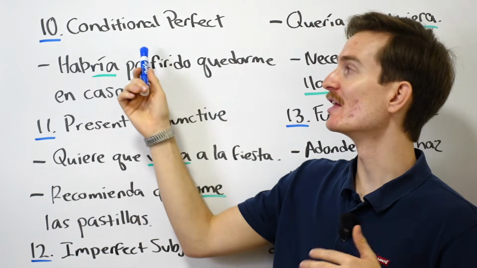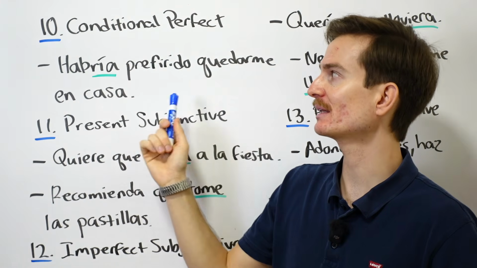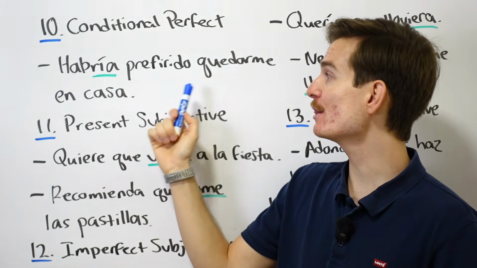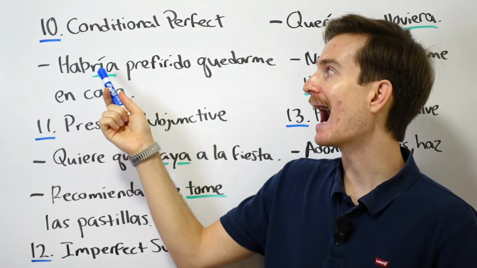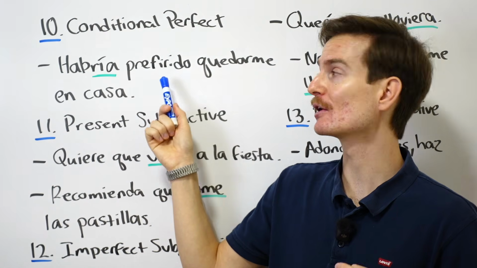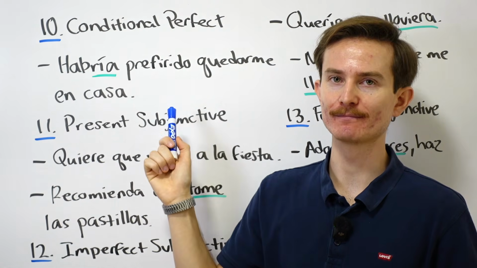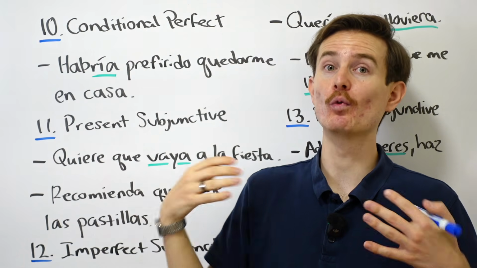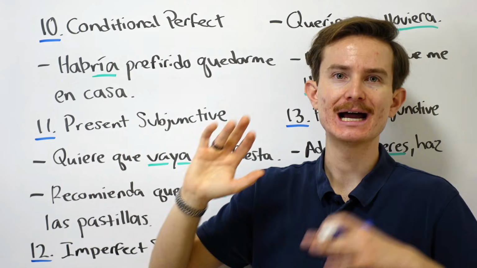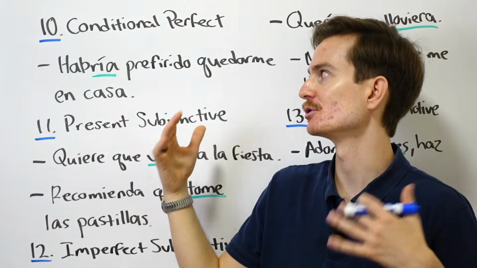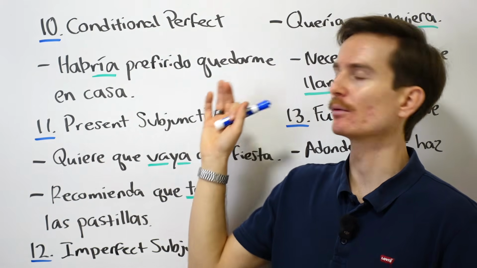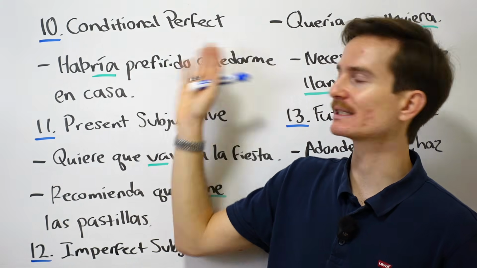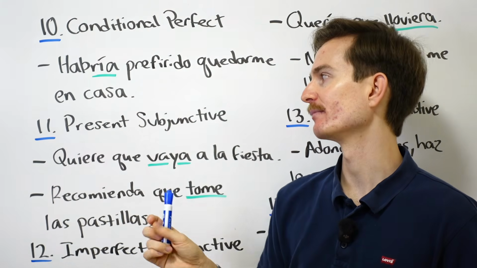Okay, let's move on. The conditional perfect, okay, something like habría preferido quedarme en casa. I would have preferred to stay at home, okay? It's a weird thing because we have the idea of would and then we have haber, which can be a tricky word, meaning to have, basically. So, once again, we really don't use this that much. It's not very common, okay?